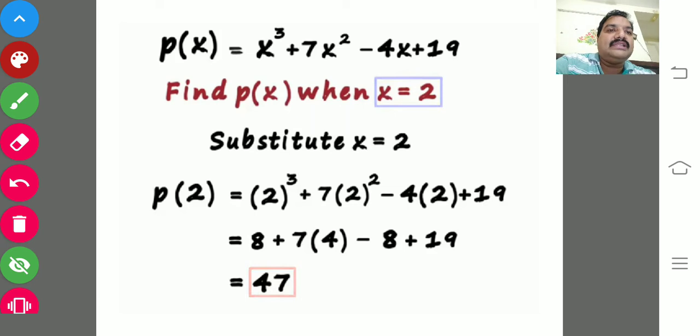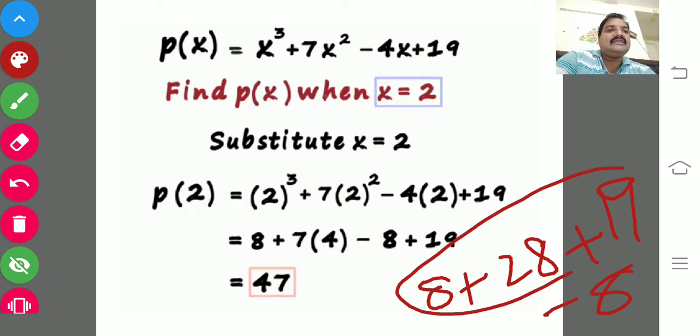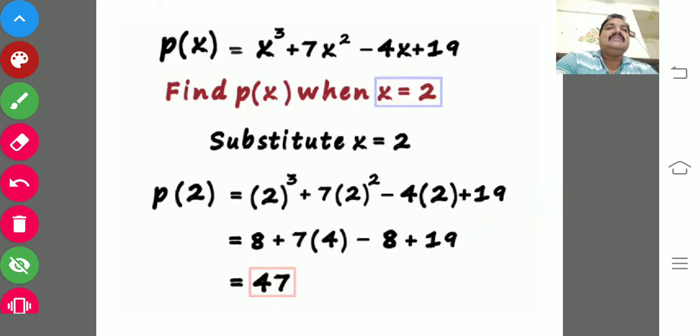Now all the plus values you just go, 8 and 7 4s are 28 and plus 19 and minus 8. So after calculating everything, you will reach the answer 47. So what is this 47? The value of the particular polynomial x cube plus 7x square minus 4x plus 19, when you give x equal to 2 or substitute x equal to 2, you will get the answer, that is 47. It is the value of a polynomial.